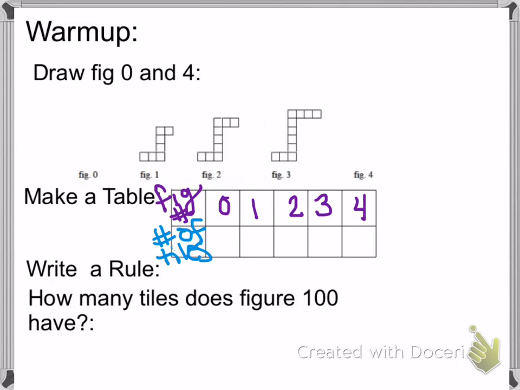Sorry I'm not there for class today, but hopefully this video will provide you with the same amount of instruction as if I were there. What you'll see up on the board is your warm-up. So go ahead and get started by drawing figures 0 and 4.